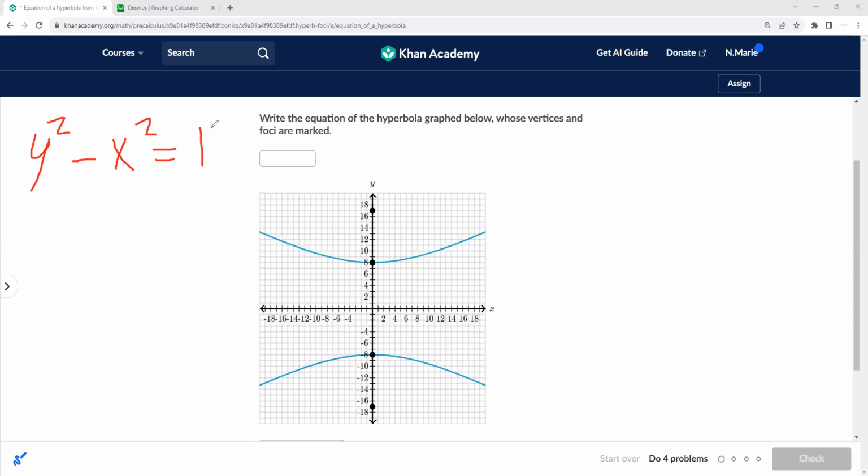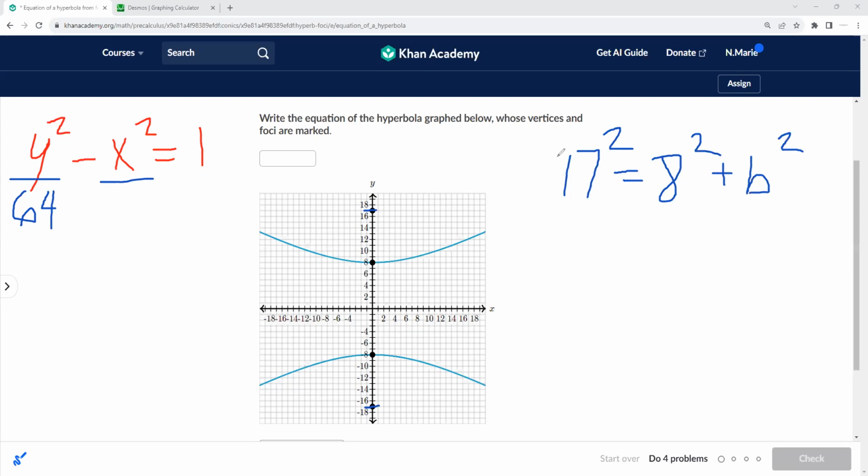Now we need to figure out what the denominators here are going to be. So this is at 8. So this is going to be 8 squared, which is 64. Your foci is at 17. So we know f squared equals our a squared plus our b squared. And this is Pythag theorem, simple, just solve for b.